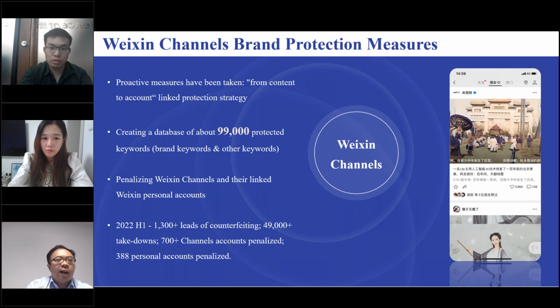Also, as we previously mentioned, the keyword protection mechanism works for Channels as well. We now have a database of about 99,000 protected keywords under the Channels brand protection mechanism, which include brand keywords plus other keywords I just mentioned, like corporate trade names, corporate names, etc. To give some numbers, in 2022 H1, we received over 1,300 leads of counterfeiting, and we have taken down more than 49,000 short videos that infringe brand owners' trademarks. Based on that, more than 700 Channels accounts have been penalized, and about 380 personal accounts connected to those Channels accounts are also penalized.